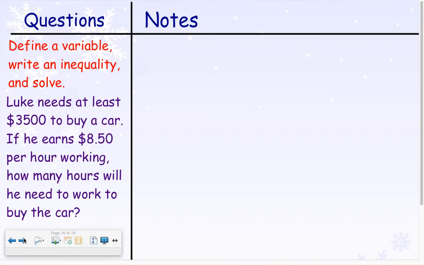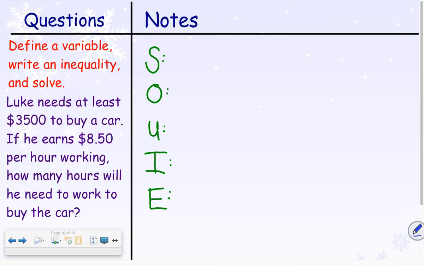All right. Luke needs at least $3,500 to buy a car. If he earns $8.50 per hour working, how many hours will he need to work to buy the car? So once again, we're going to use SUI. So start with our unknown. We are trying to figure out how many hours will he need to work to buy the car. So let's go with H.